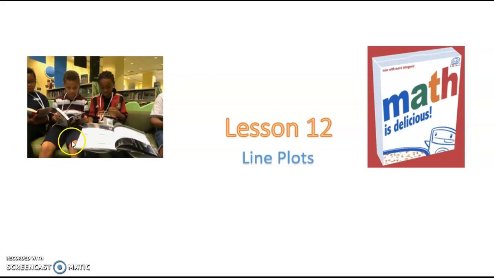We have today a picture of Sophia, David, and Kaylin reading at the library. Remember how fun that field trip was? And I found this cute little cereal box. Math is delicious. Let's get started.